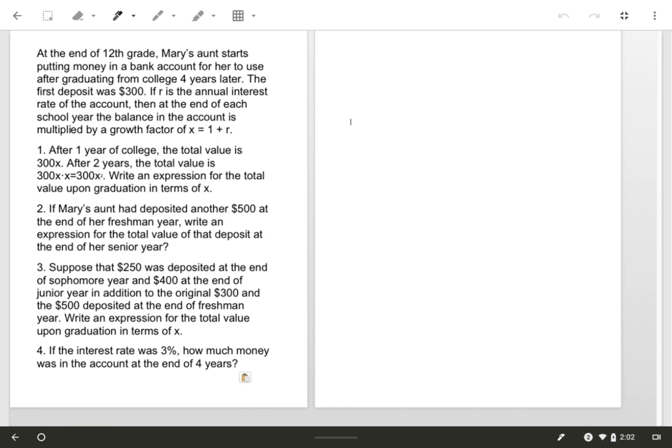So the thing to understand here is that she makes a deposit at the end of 12th grade, and that $300 is going to collect interest for 4 years, her 4 years of college. So if we follow this pattern here, after 1 year of college, the total value is 300x. After 2 years, the total value is 300x squared. So that means at the end of 4 years, it's going to have a value of 300x to the power of 4, x to the fourth.